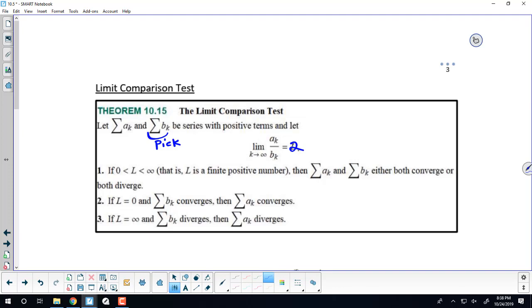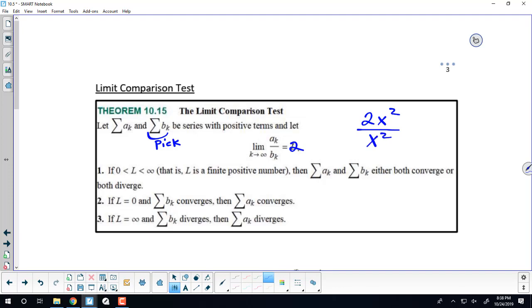A is greater than B? Okay, maybe initially, but we're looking at the limit at infinity, so as we get way out here, how do A and B grow compared to each other? If you have a finite positive limit, they grow pretty much the same rate. They're growing at a comparable rate.